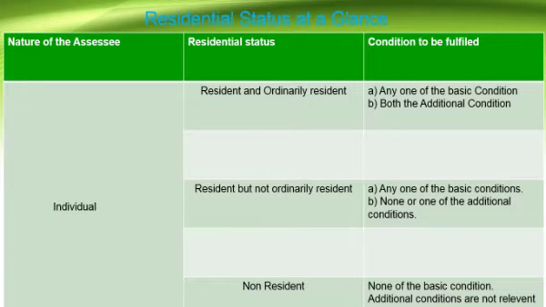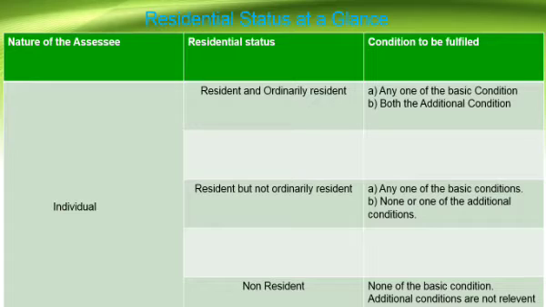Residential status at a glance. The residential status of an individual is categorized into three. The first one is resident and ordinarily resident. The second one is resident but not ordinarily resident. The third one is non-resident. Based on the conditions fulfilled by the individual, his residential status is found out.